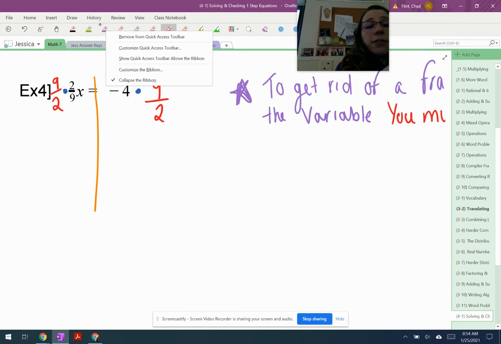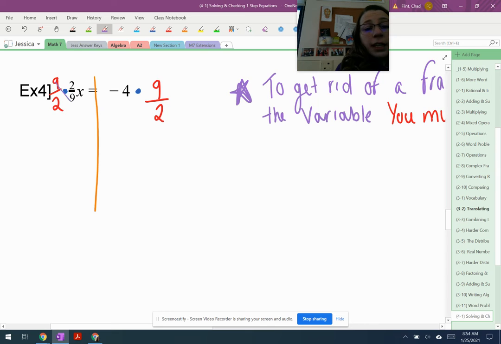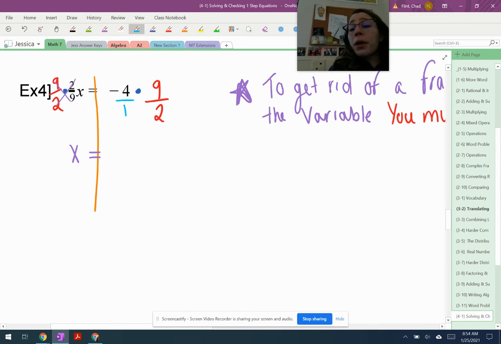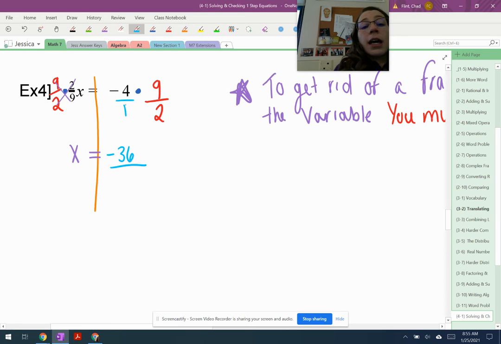So on the left-hand side of my equation, the 9's cancel out and the 2's cancel out, leaving me with my plain old x equals. And then I just have to do a little bit of fraction math over here. Remember, when I'm multiplying fractions, I multiply straight across. -4 times 9 gives me a -36, and 1 times 2 gives me a +2.